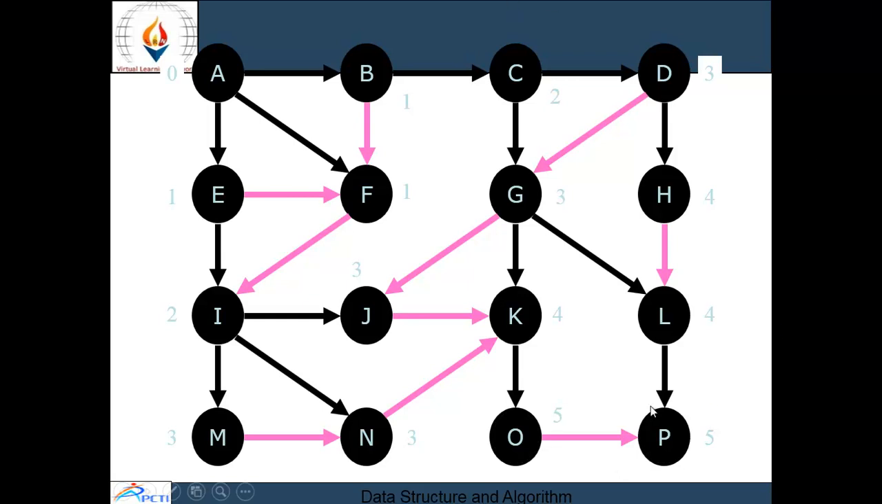In this way, in BFS traversal, we mainly focus on the adjacent nodes, or we traverse by exploring the adjacent nodes one by one.